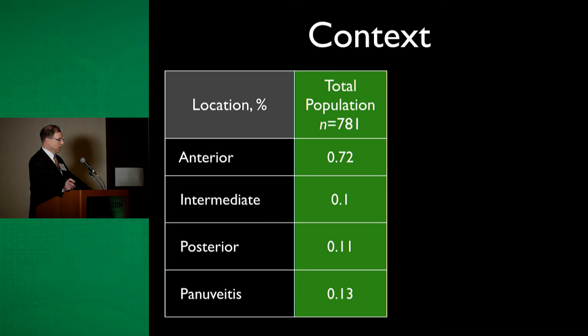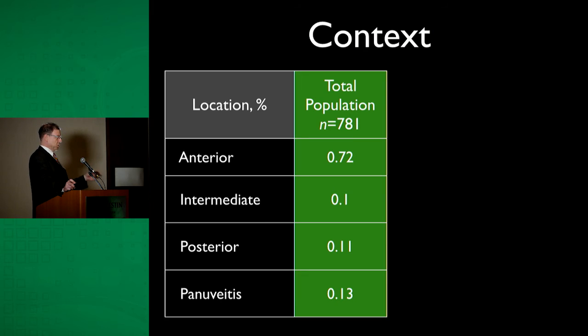Over that time period, we had 781 unique patients present to the uveitis service. Of those, 72% had anterior disease, 10% intermediate, 11% posterior, and 13% pan-uveitis. So that's interesting. What's more interesting is to put that in the context of, is this different than other parts of the country? And there are a number of population studies primarily based out of uveitis clinics. So anytime you look at a population of patients of a disease that's not that common and you look at a tertiary referral center, then there's a real problem with referral bias, right? So you have a funneling effect.